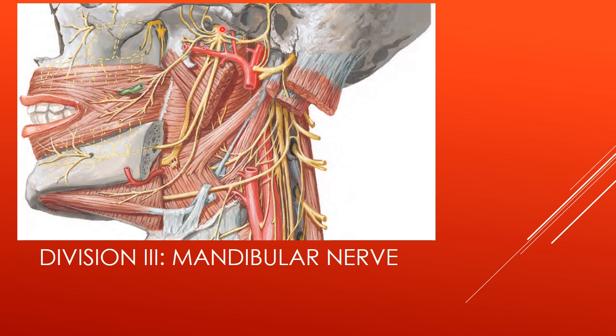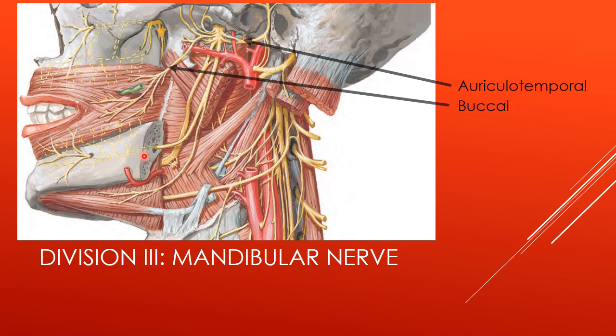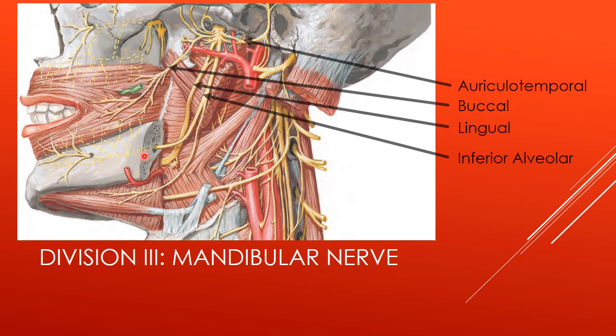This space where the mandibular nerve passes through is called the infratemporal space, as it passes inferiorly toward the mandibular foramen. In the internal surface of the mandible, it divides into four sensory branches: the auriculotemporal nerve, the buccal nerve, the lingual nerve, and the inferior alveolar nerve, or IAN.